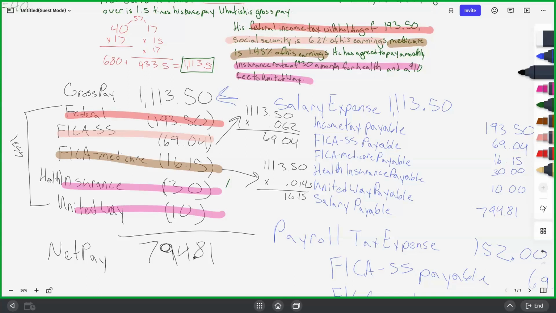Depending on the number of allowances the employee files on the W-4, optional deductions are also withheld and reported as current liabilities until paid to the appropriate third parties, aka health insurance or United Way. These are optional deductions, basically whatever the employee opts into. And without further ado, we are going to move on.